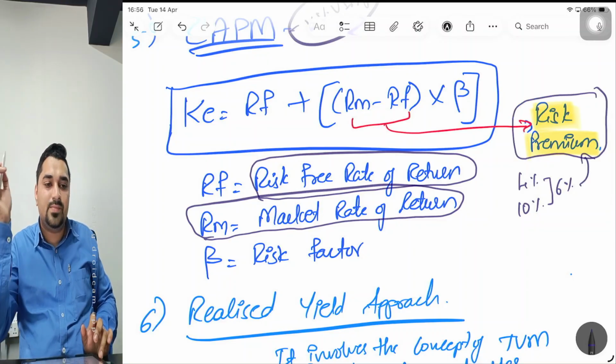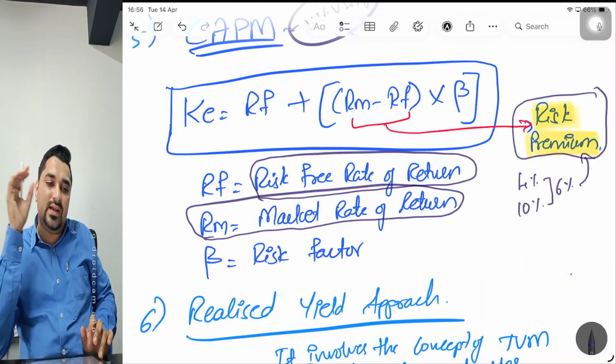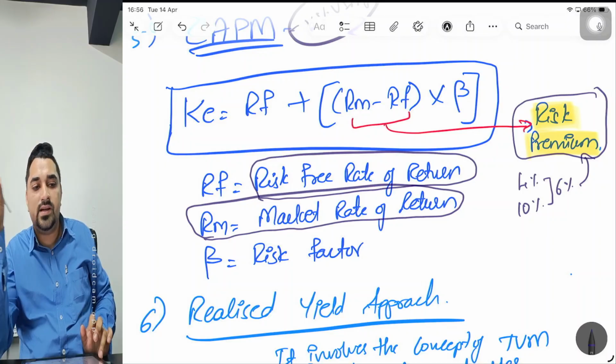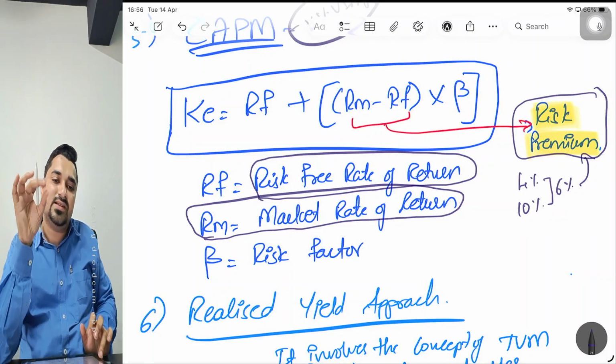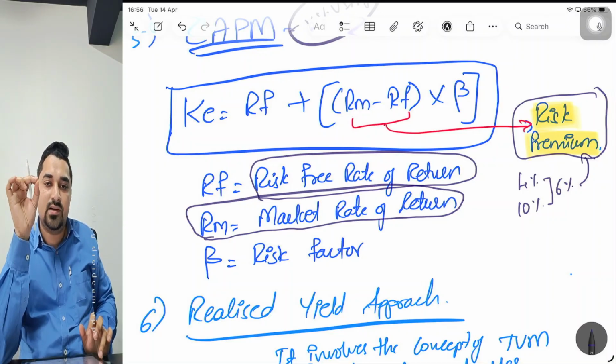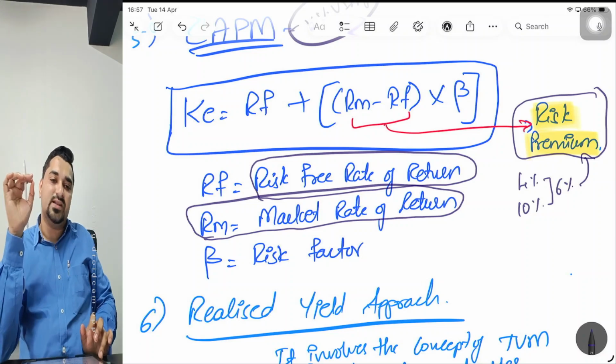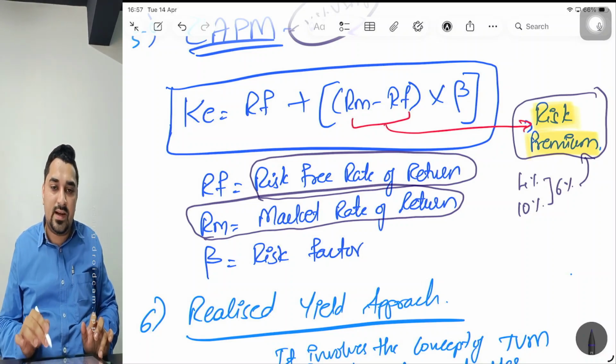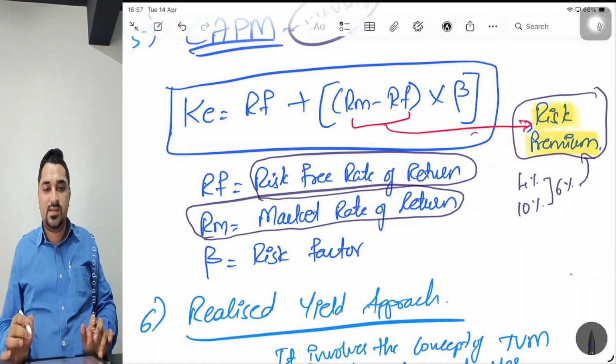What do you mean by risk premium? RM minus RF. The excess return earned over and above government securities, only because you invested in the market. That is called the risk premium. Terminology is important. The examiner will test you here. So what do you mean by risk premium? RM minus RF, this entire bracket. What have I highlighted, underlined in red? RM minus RF. Yes, into beta.